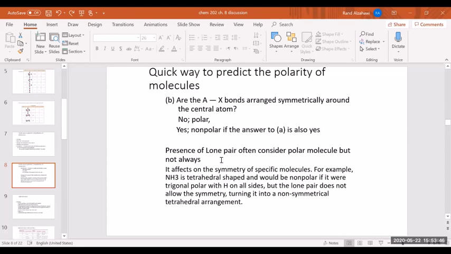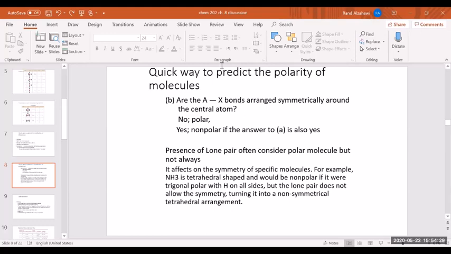Now, presence of a lone pair is often considered polar molecule, but not always. Be careful. So when you see a lone pair on the central atom, say from the beginning it is polar, but not always. Be careful, guys. It depends on the symmetry. So for example, NH3 is a tetrahedral shape and would be non-polar if it were trigonal planar with a hydrogen on all sides. But the lone pair doesn't allow the symmetry, turning it into a non-symmetrical tetrahedral arrangement. But as I said, guys, not always.